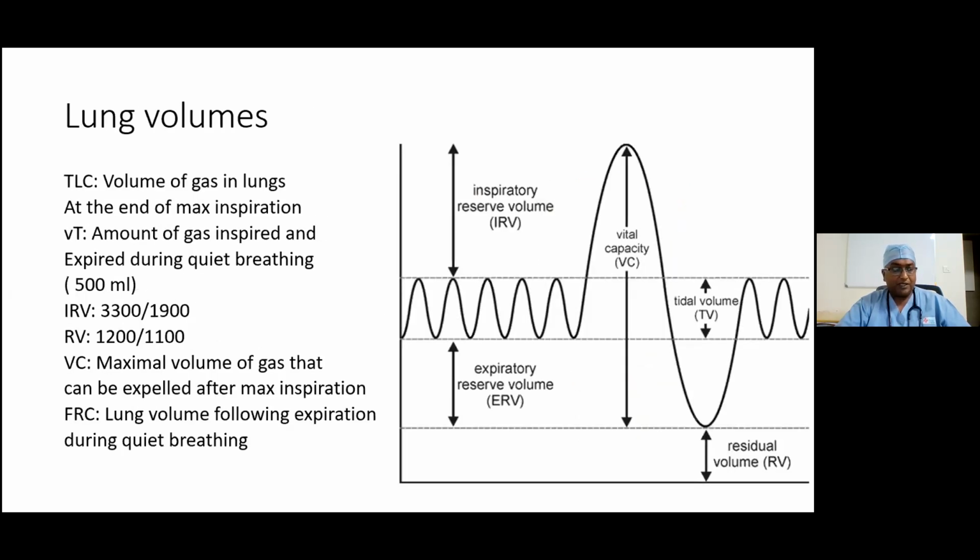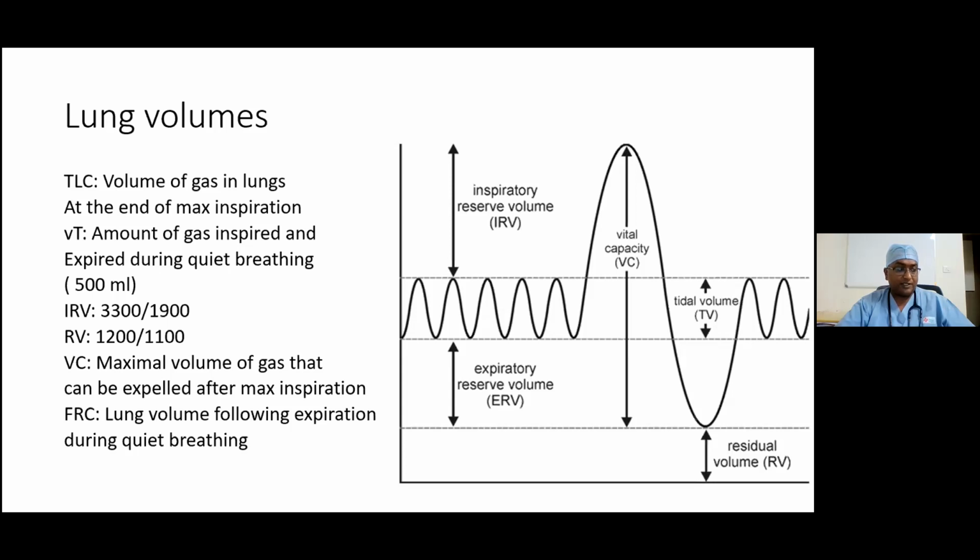Lung volume, we have been hearing about it right from our physiology days. The total lung capacity, which is from about 4,200 to 6,000 ml. The tidal volume, that is normal amount of gas inspired and expired during quiet breathing, approximately 500 ml. The inspiratory reserve volume, that is extra volume of gas that can be inspired over and beyond the normal tidal volume, which is usually around 1,900 to 3,300 ml.